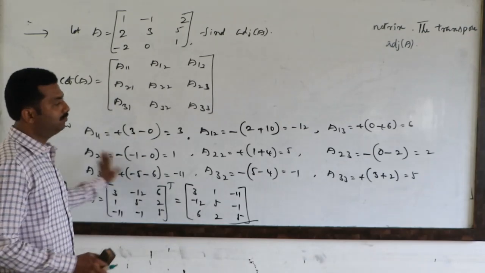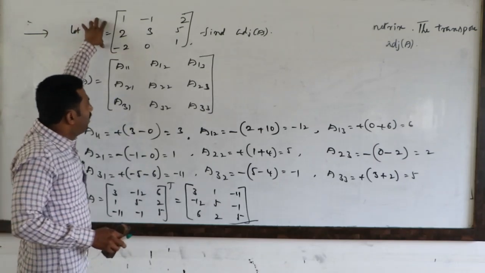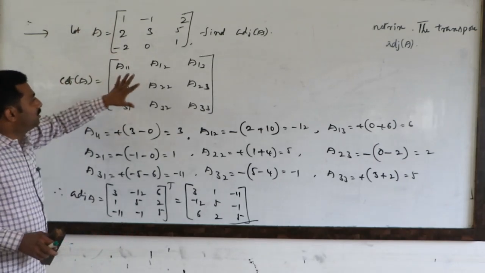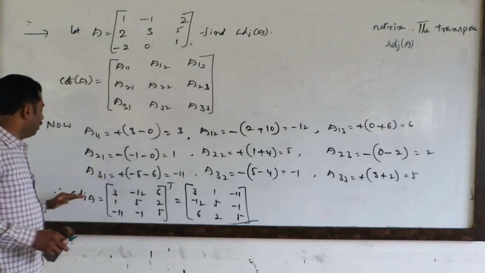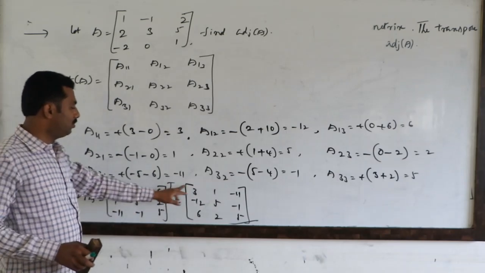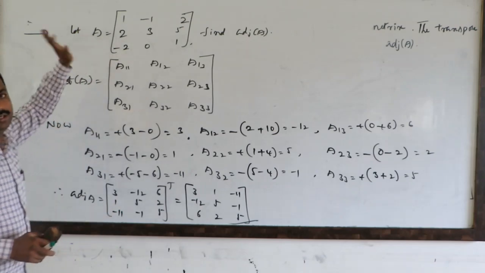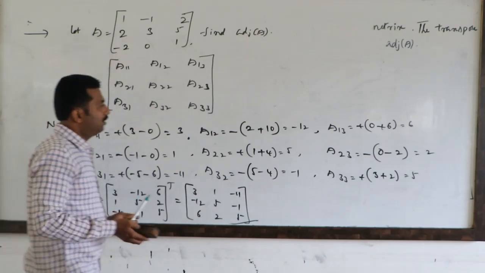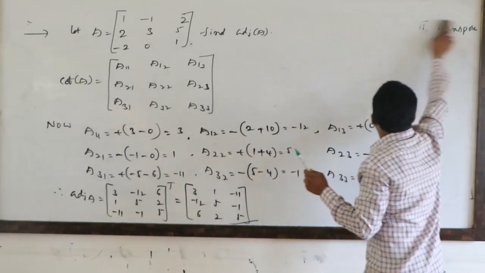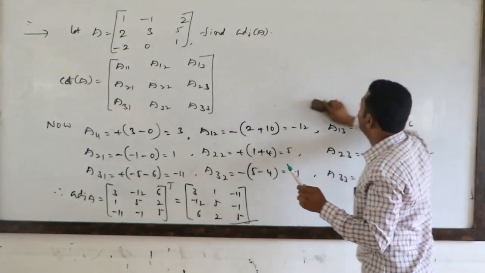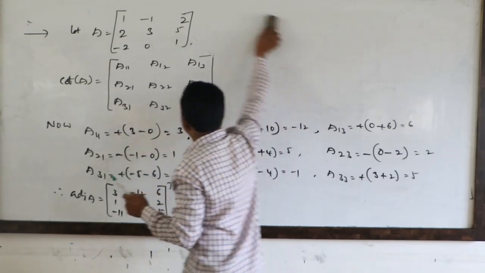This is the algorithm to calculate adjoint of capital A. See here, one given matrix is there. The cofactors of this, no need to write in the examination, directly these elements you can write. Later, adjoint of A is its transpose, so this is the adjoint of the given matrix capital A. This is the procedure while calculating adjoint of a matrix of order 3 by 3. So you should follow this algorithm. Whatever the problem is there, you can answer.